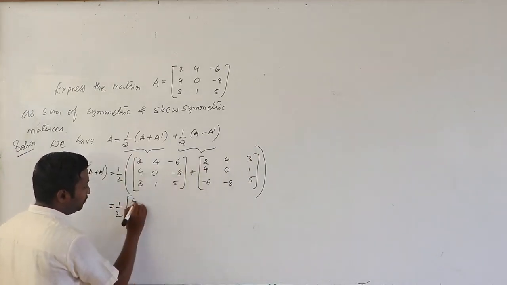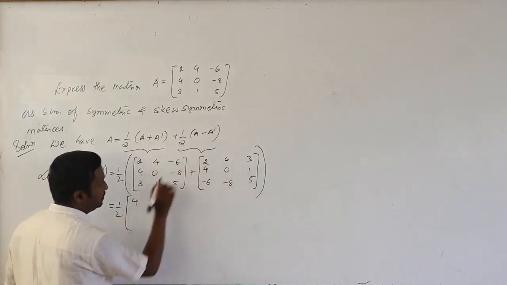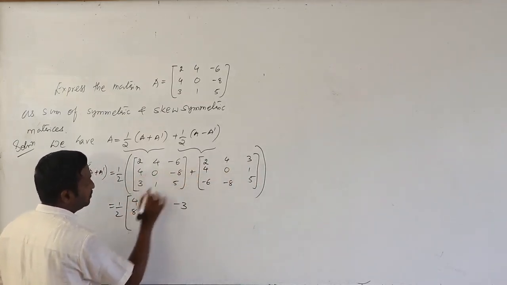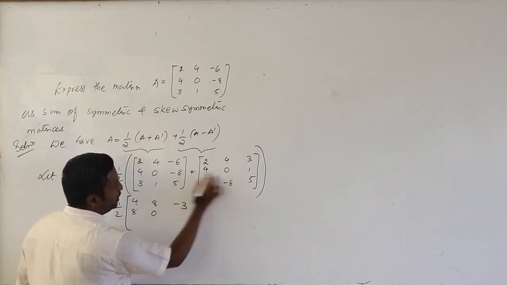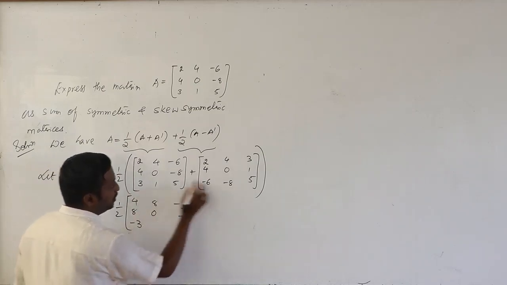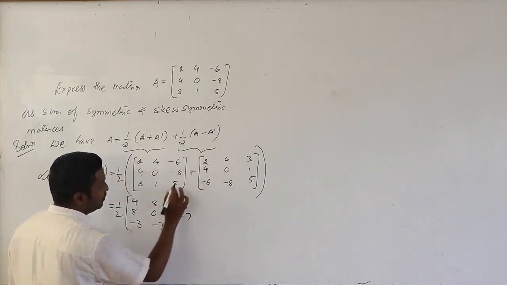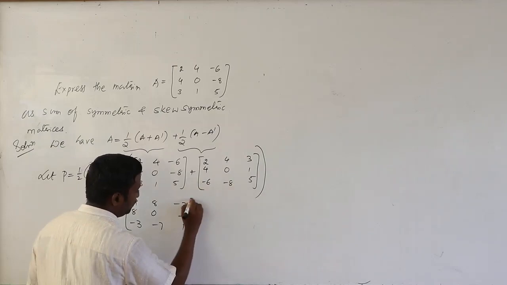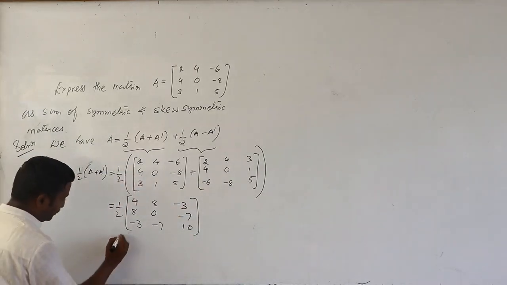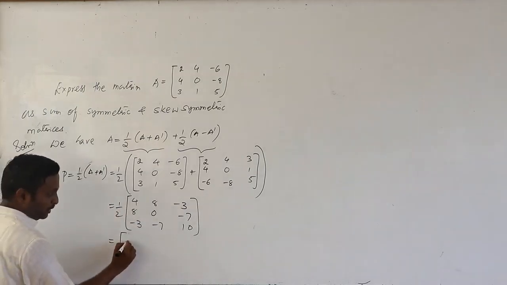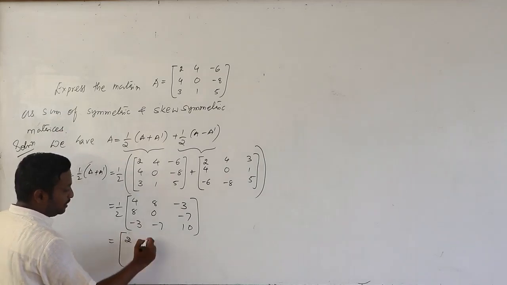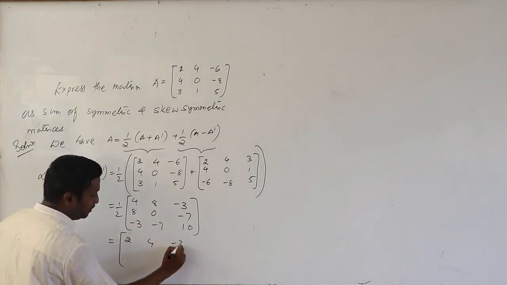2 plus 2, 4. 4 plus 4, 8. Minus 6 plus 3, minus 3. 4 plus 4, 8. 0 plus 0, 0. Minus 8 plus 1, minus 7. 3 minus 6, minus 3. 1 minus 8, minus 7. 5 plus 5, 10. Be careful. If we made a mistake, you will catch it. 1 by 2 into 2, 1 by 2 into 4, it becomes 2. Here it is 4. Minus 3 by 2.